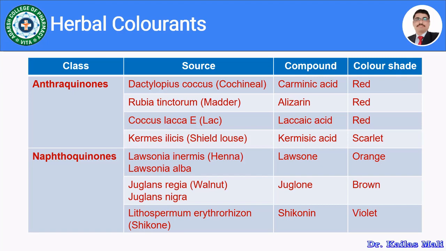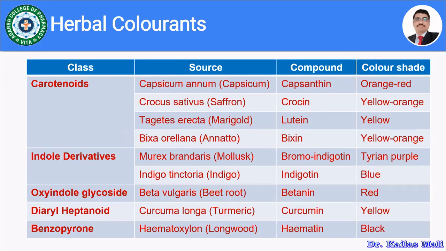The major chemical which is present in the walnut is juglone, which is responsible for the brown color. Then chicory, which is obtained from Lithospermum erythrorhizon, contains shikonin as a major compound and is responsible for the violet color, or it gives the violet color.